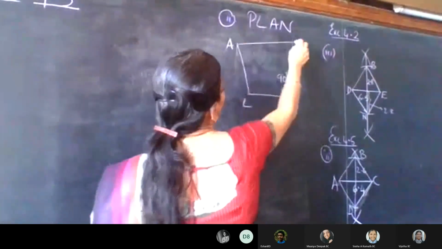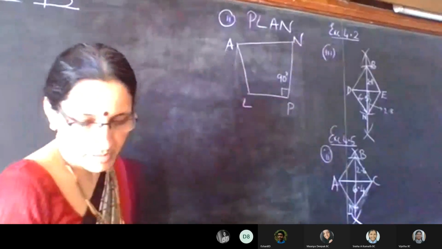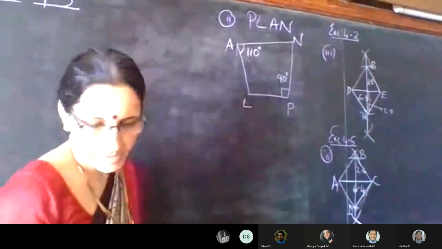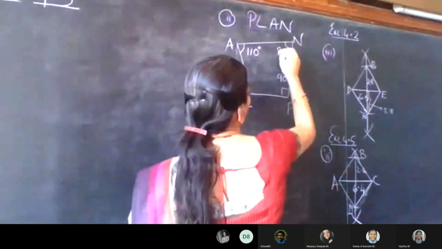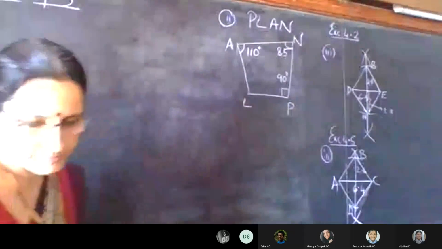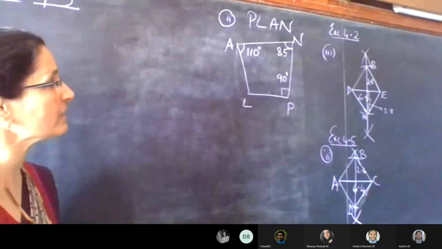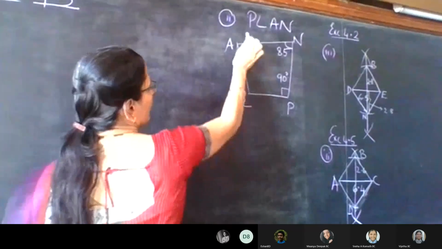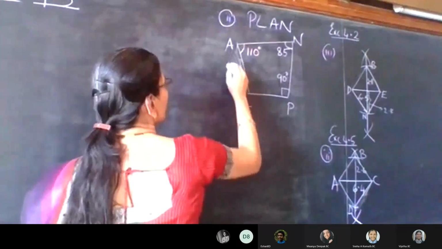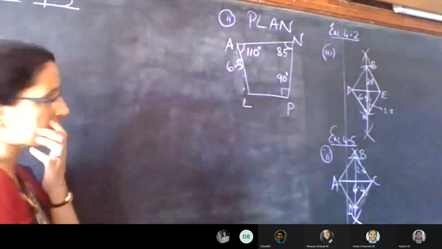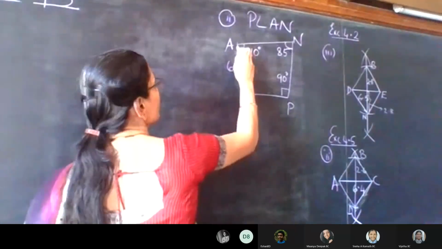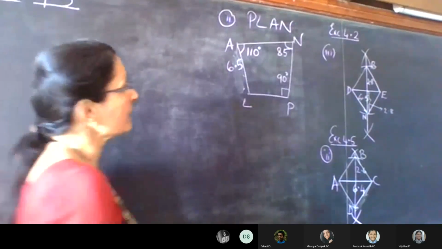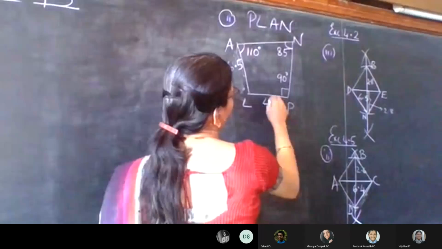L A N. A is 110. N is given to be 85. LA is 6.5. Or in case you are able to do it written like this, then okay, you can write 6.5. Unit is understood, centimeter only. We are not drawing, however, kilometer, isn't it? Rough diagram it is. PL is 4.